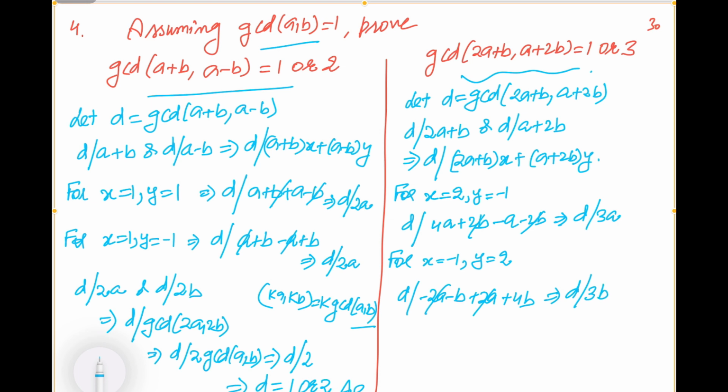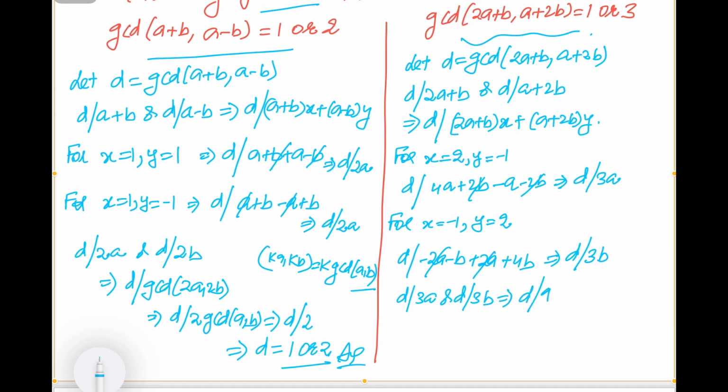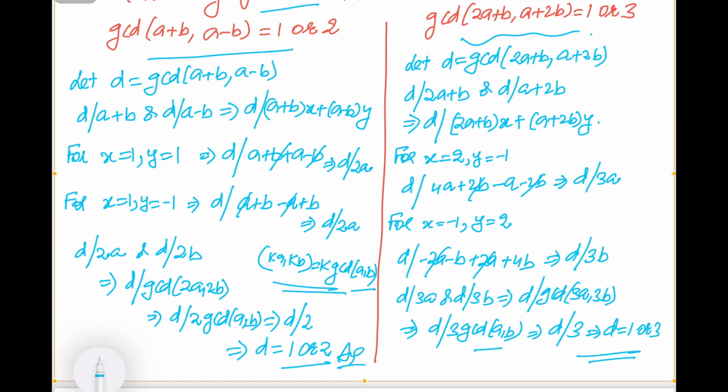So from both the cases what we have, D divides 3A, D divides 3B, imply D divides the GCD of 3A and 3B, which means D divides 3 times GCD of AB. So using same result, that K can be written outside, so 3 may be written outside. So which further imply D divides 3 because GCD of A and B is 1. So which means D is 1 or 3. Answer.